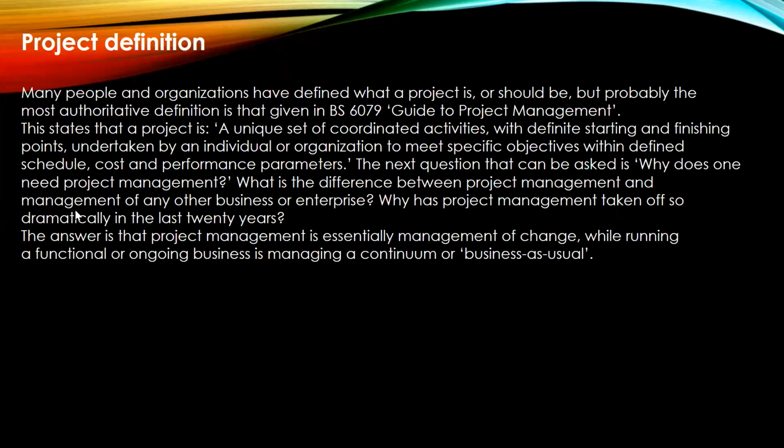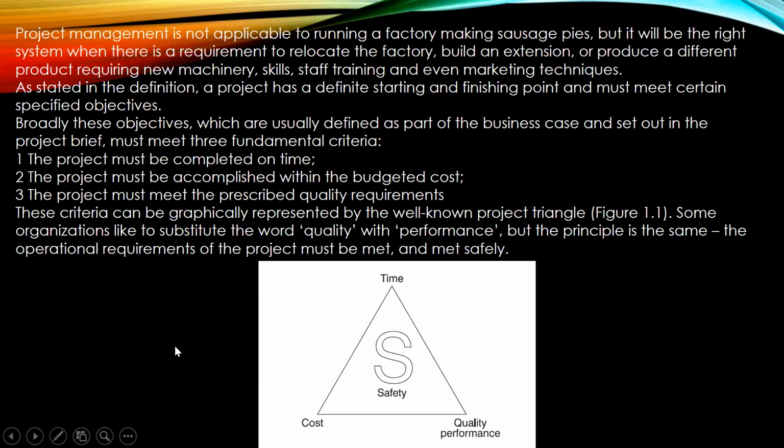So to dig deeper into that, project management is not applicable to running a factory, making sausage pies, as we are giving this example. The objectives, which are usually defined as a part of the business case and set out in a project brief, have three criteria. There are always three criteria for every single project that comes to your mind. And these criteria are stable; they never change, they are the same in all projects.